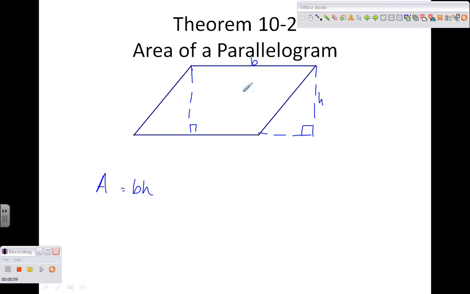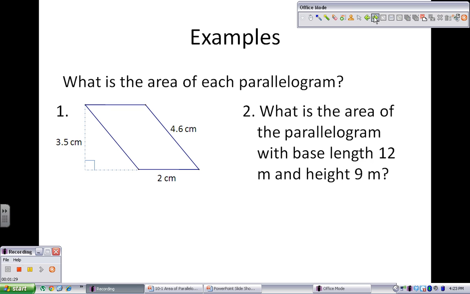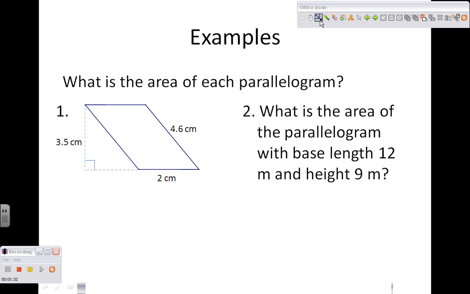Well, what we know, because opposite sides of a parallelogram are congruent, and because the distance between parallel lines is the same, we have 2 congruent triangles, this triangle and this triangle, which means if I were to cut this shape out and move it over here, basically I have a rectangle, which is why we can use area equals base times height for the area of a parallelogram. So let's do a couple of examples.